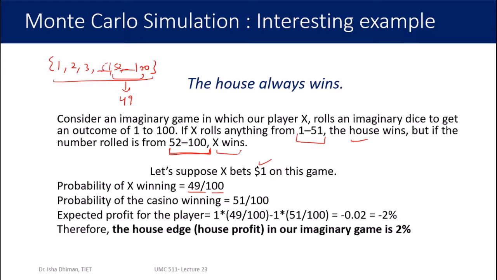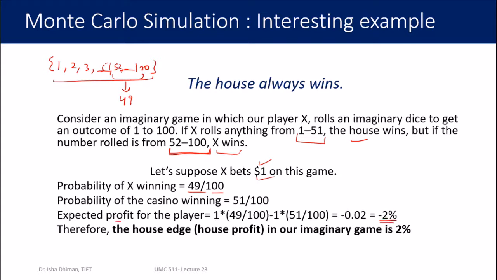And the expected profit, if you want to compute it for player X, because he's betting $1, is 1 into 49 by 100 minus 1 into 51 by 100. Because $1 means if he wins he gains $1, and if he loses then he loses $1. So that's why 1 and 1 are multiplied. So this turns out to be minus 2%.